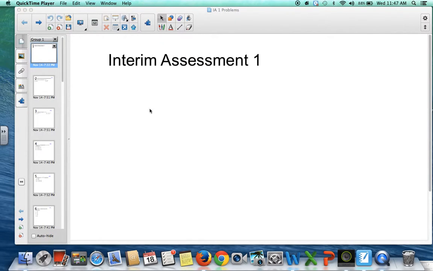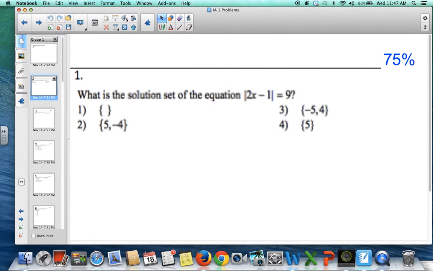Okay, I want to go over interim assessment one, which we took last week. Most of them I went over in class. I'm just going to go over it really quickly. The first one here, I'm just going to circle the answers in case you didn't do that. Two would be the answer.